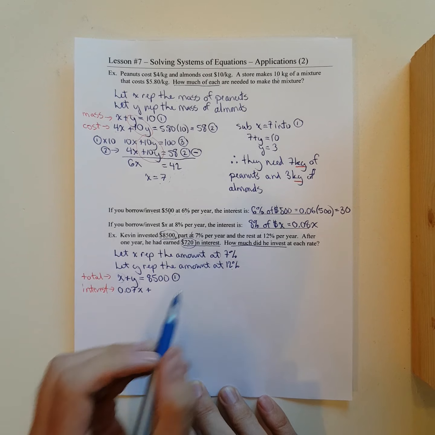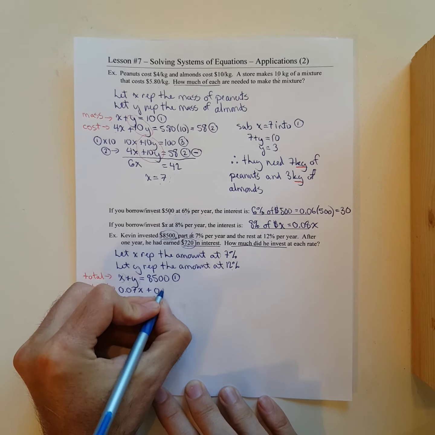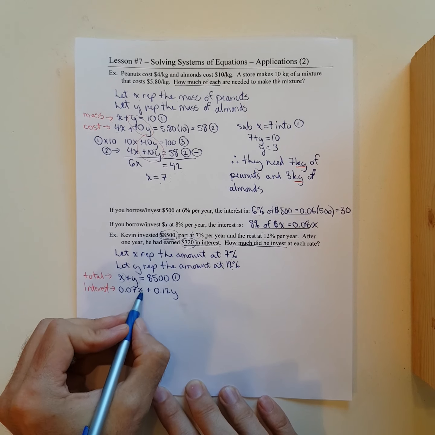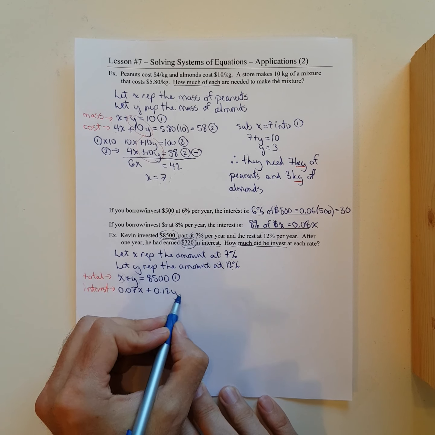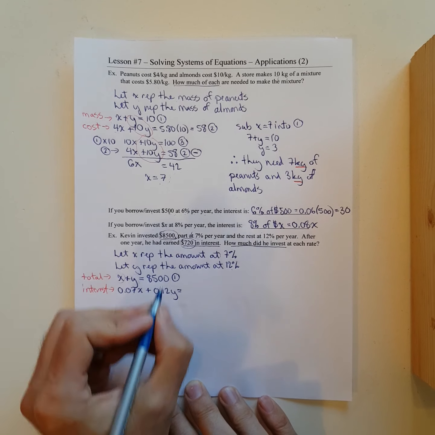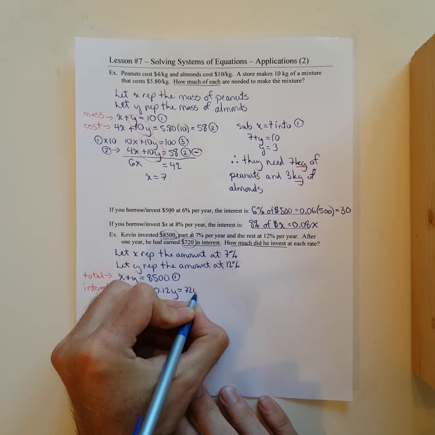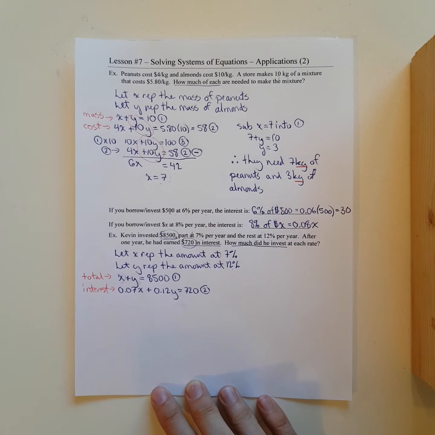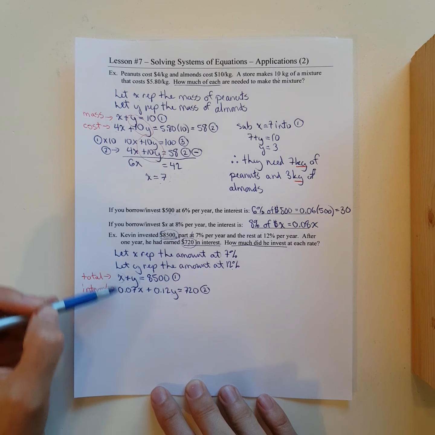Well, the second investment was at 12%. So as a decimal, 0.12 times y. There's our interest from the first investment, there's our interest from the second investment, and what I know is that that has to total up to $720. So there is our second equation. There's really the new part here today as we set up this interest question.